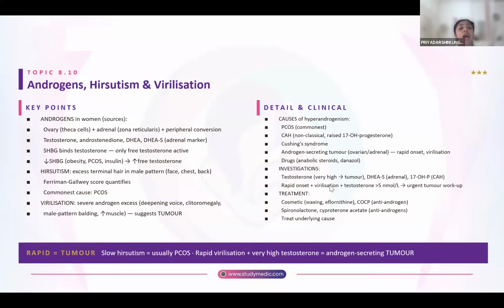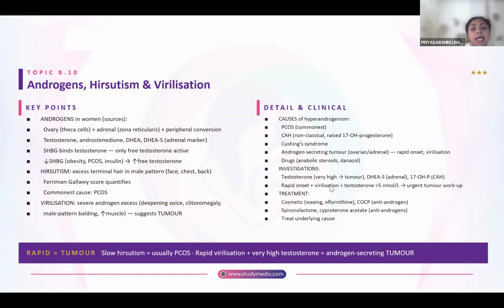So first thing is you have to look at the testosterone levels. Whenever the testosterone level is massively elevated, think of tumors. Whenever the level of DHEAS is elevated, you think of adrenal causes of hyperandrogenism. Whenever you have 17-hydroxyprogesterone level elevated, then you think of congenital adrenal hyperplasia. So this is how, based on the level of these hormones, you're going to diagnose the most possible cause.